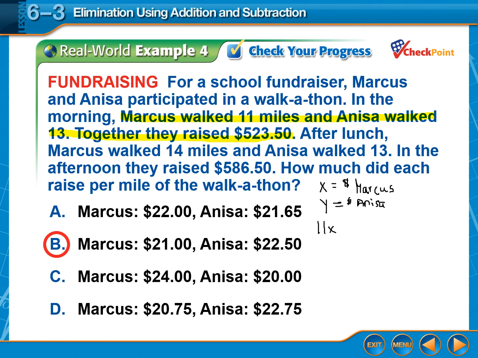raised per mile. So that's the amount of money that Marcus raised, 11 times the amount per mile. Then I add in Anissa, which is 13 miles times y, the amount that she raised per mile. And I know that in the morning then that was equal to $523.50.